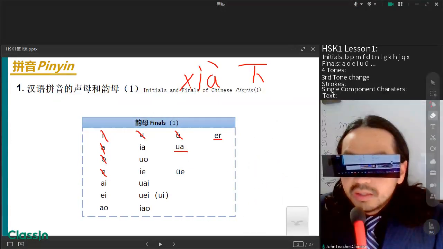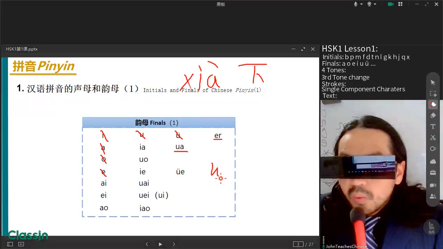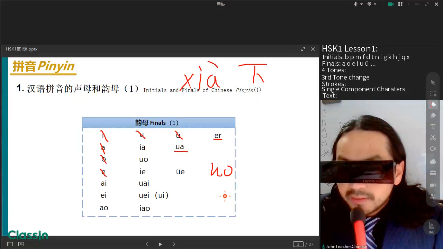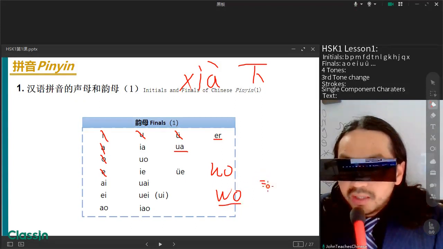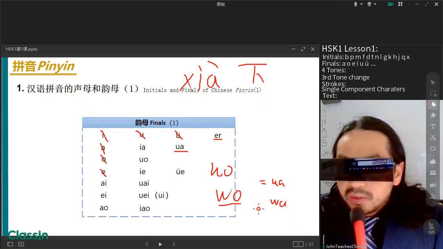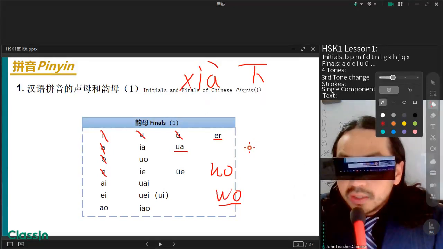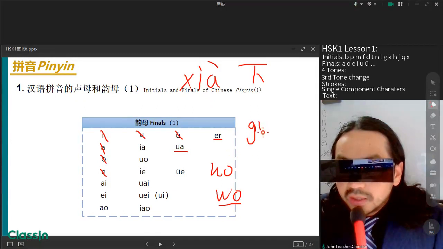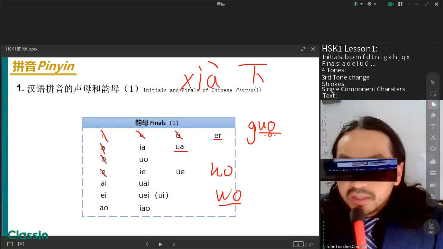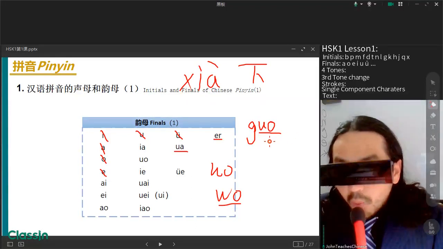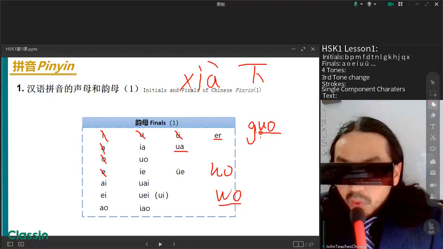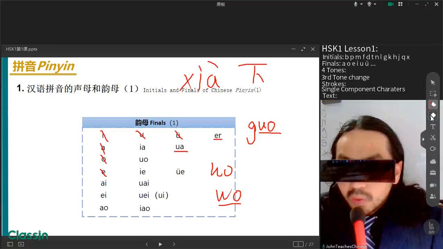Then the next one is u plus o: wo. The theory is the same as wu a wa. So here is wo. And I give you an initial plus the combined final wu o. It gives wo, and with g, guo. Guo, not gu-o. It should be read together. Guo.